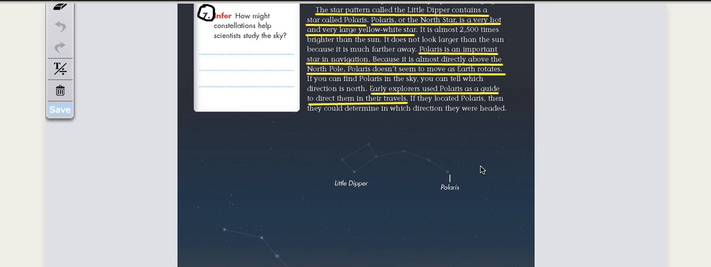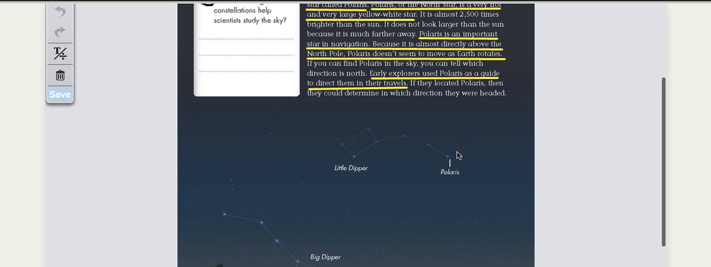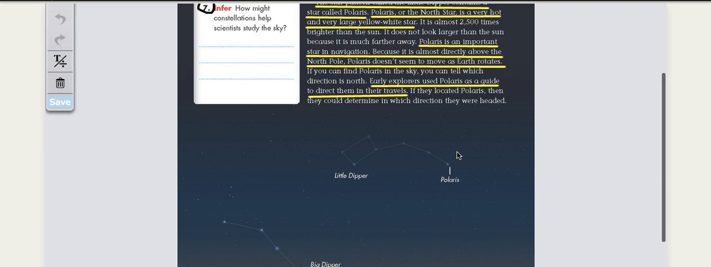So when someone was lost, he looked at the sky. When he saw Polaris, he knew that he was heading to the North Pole. That's why Polaris is very important.